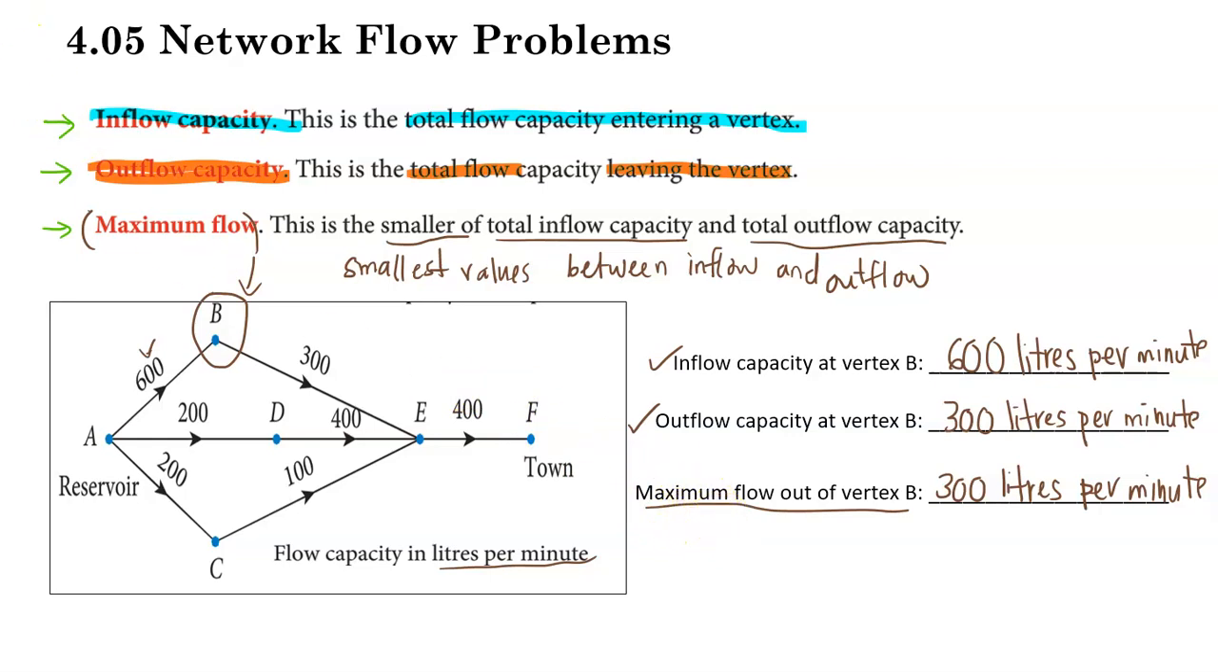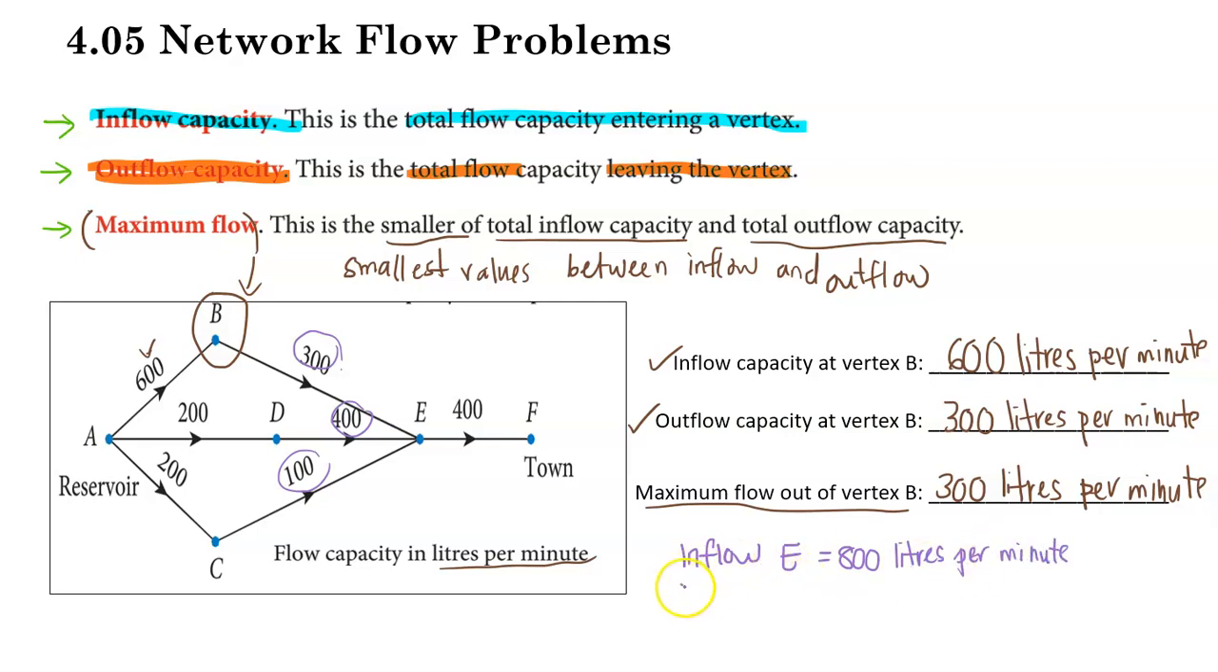So let's try one more question over here. How about E? Inflow for the vertex E. So how many capacity going into E? So using 300 plus 400 plus 100. So total is 800 liter per minute.